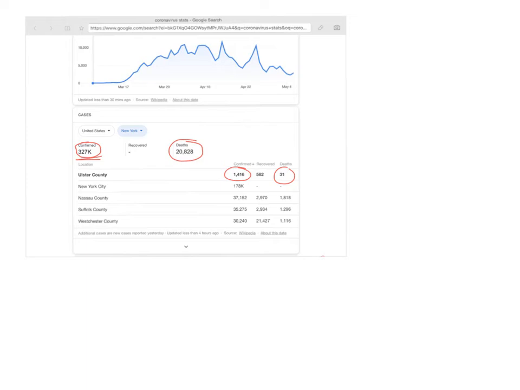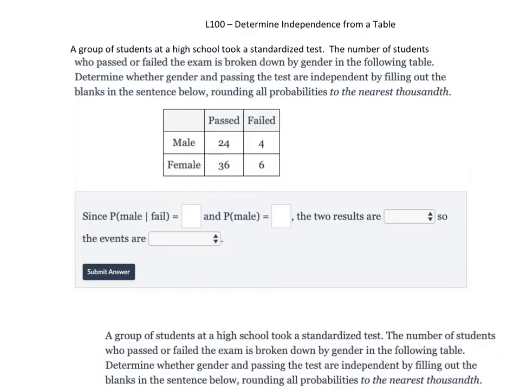You're dependent on someone, right? They have some sort of impact on you. You're independent, people don't impact you. Those probabilities stay the same. So here's our first Delta Math example.